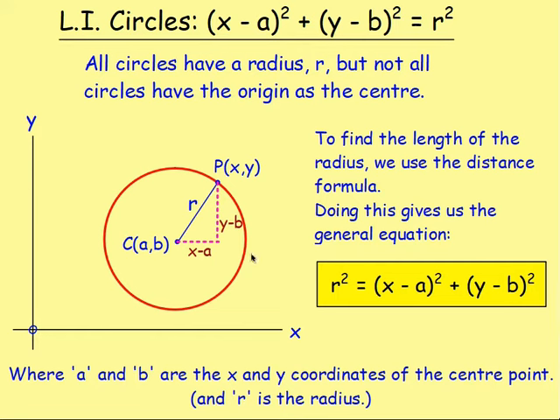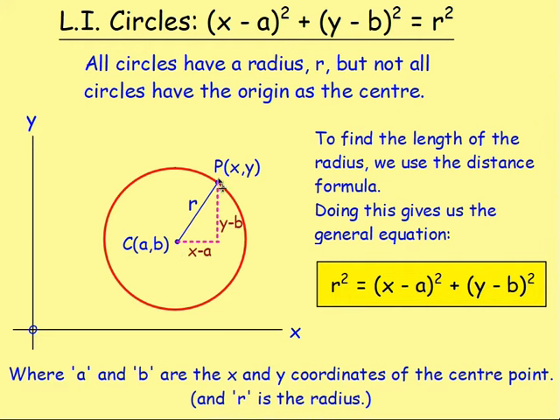So for example, this one here, we can clearly see that this point is not the origin. So all circles have a radius r, but not all circles have the origin as the centre. And if they do, then the equation changes. So for this one, we had, again, a right-angled triangle.